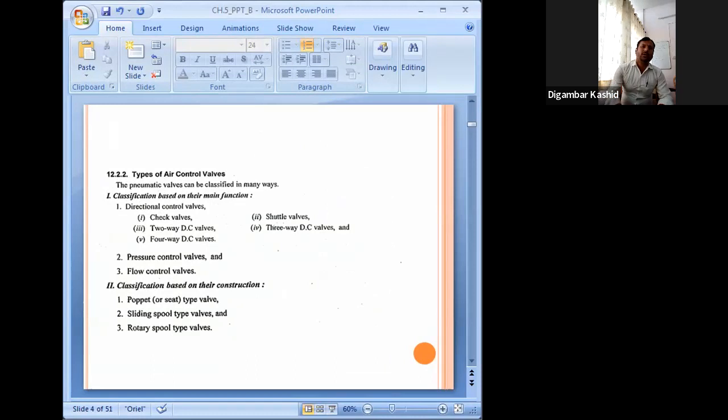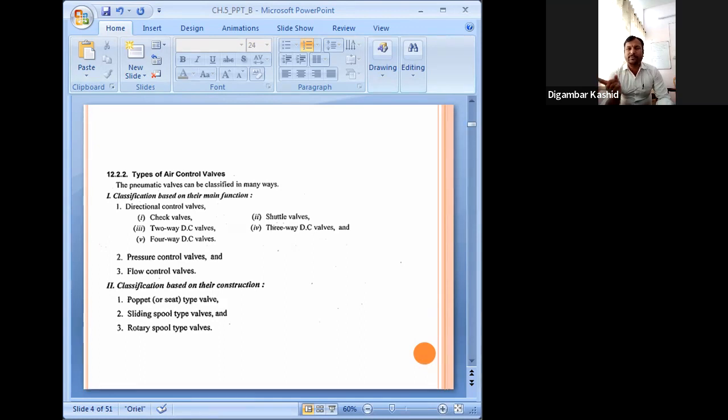Check valve. So what is the main function of a check valve? Check valves are the most commonly used valves, and it is the simplest type of direction control valve. The main function of this check valve is to allow free flow of compressed air in only one direction. Please remember, a check valve allows free flow of compressed air in only one direction.